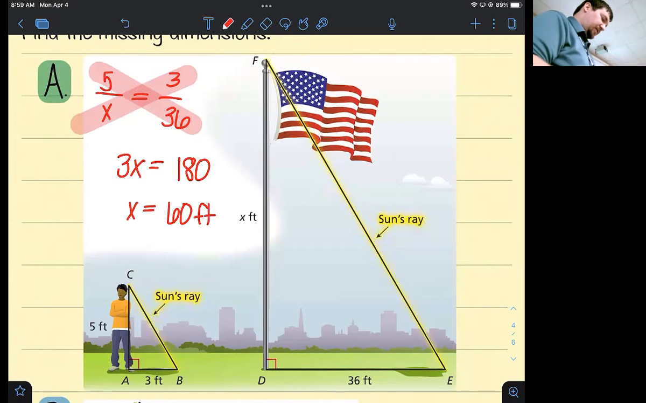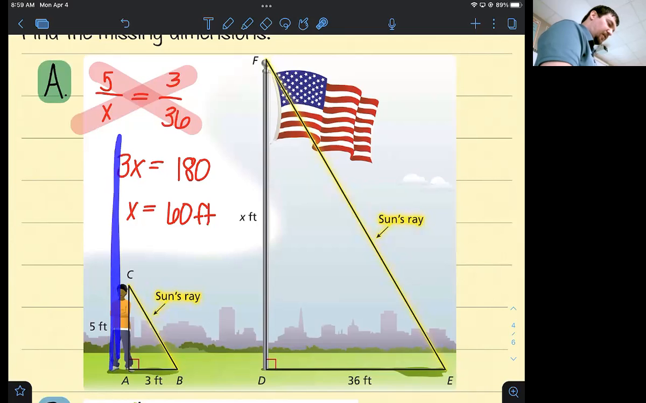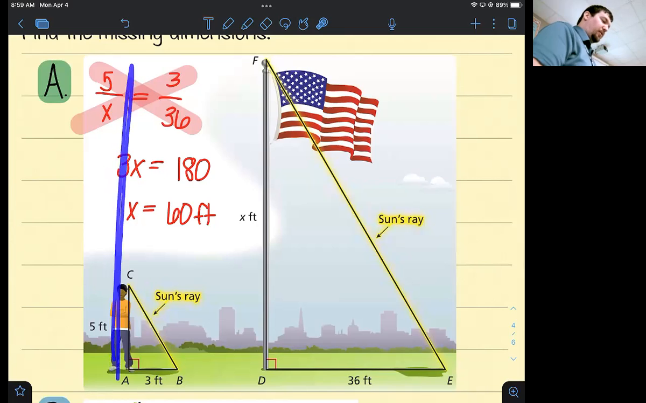And you know what? I don't think this is drawn to scale. Because if this dude's 5 feet tall, then that's 10 feet tall, and that's 15 feet tall. I don't even think the flagpole looks to be 20 feet tall, so I'm guessing that this is not drawn to scale.